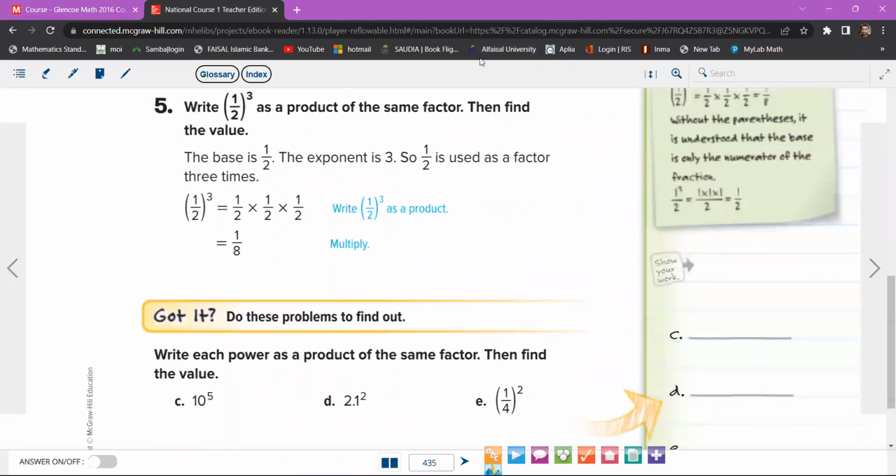Example 5. Write half cubed, or half to the power of 3, as a product of the same factor, then find the value. Half cubed means half times half times half. So you just multiply the numerators: 1 times 1 times 1 is 1. Then multiply the denominators: 2 by 2 by 2 gives you 8. So the final answer is 1 over 8.